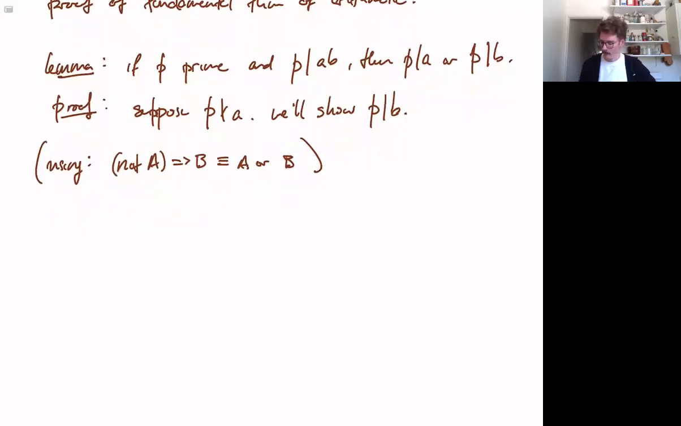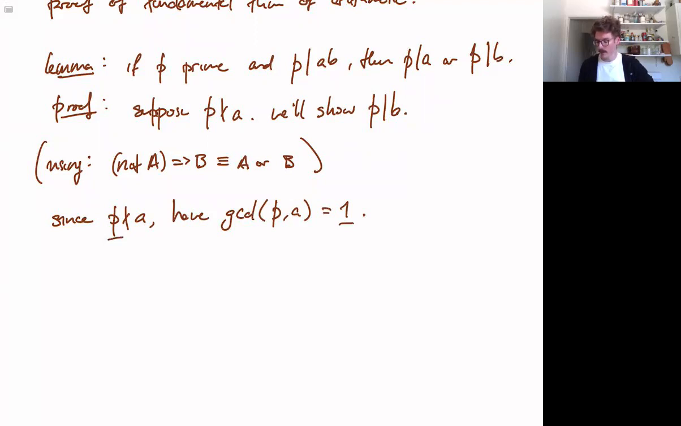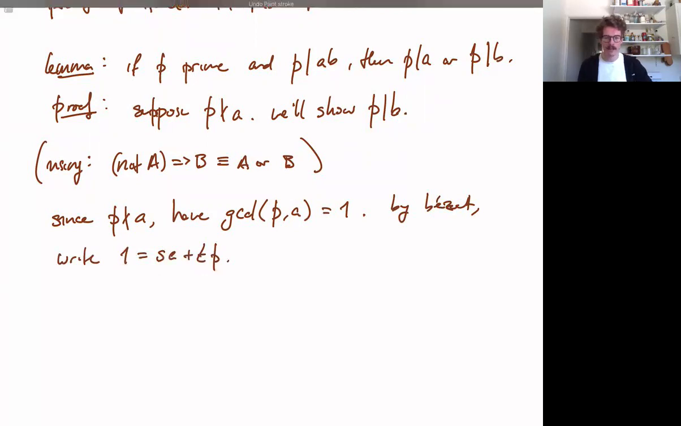So, since P does not divide A, we have greatest common divisor of P and A is equal to 1. Because it has to be a divisor of P, and there are only two of those, 1 and P, and we're saying it's not P because it's not a divisor of A as well. So the greatest common divisor of P and A is equal to 1, and by Bezout's theorem, we can write 1 is equal to S times A plus T times P. So we can write this greatest common divisor as a linear combination of A and P.